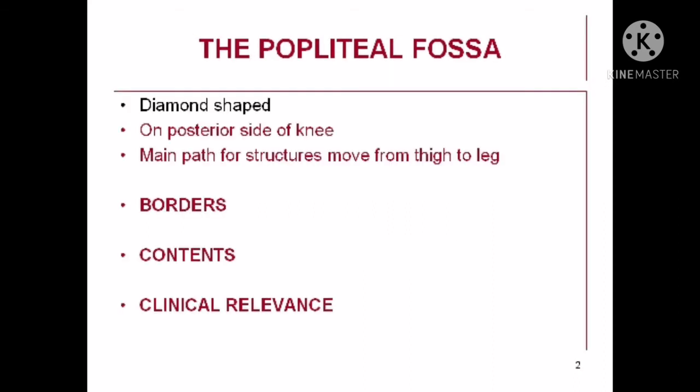The popliteal fossa is a diamond-shaped structure on the posterior side of the knee joint, and it is a main pathway for the structures to move from the thigh to the leg region. It has borders, it has contents, and its clinical relevance I will discuss with you.